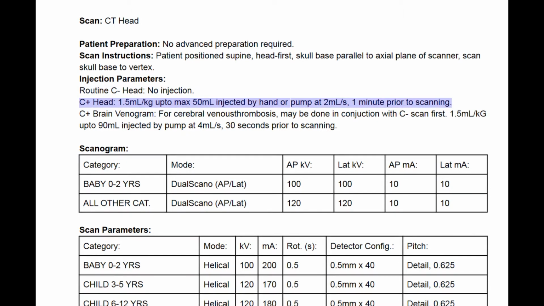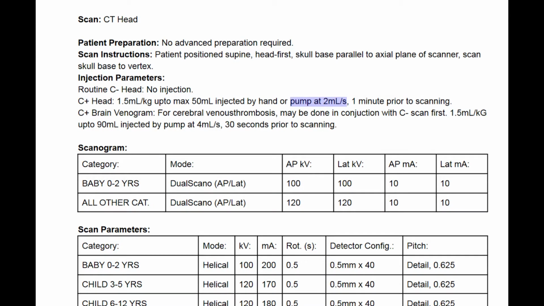Next we have our C+ or enhanced head, and we have a weight-based contrast volume of 1.5 milliliters per kilogram of body weight, up to a maximum of 50 milliliters injected by hand or pump 1 minute prior to scanning. And again, in some sites this will vary. It's more common to scan a C+ brain at between 2 to 5 minutes after the injection for adults.